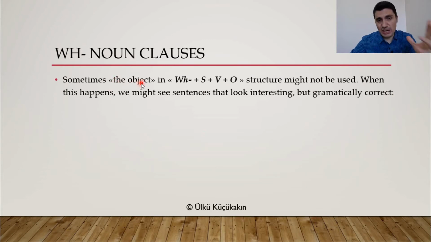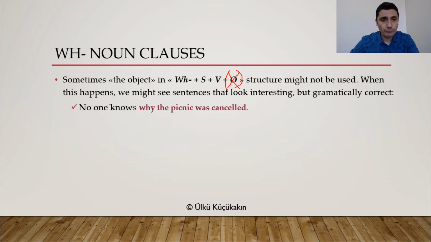Sometimes the object in the WH subject verb object structure might not be used. So sometimes object can be omitted. There might be no object. It's always optional anyway. All right, so when this happens, we might see sentences that look interesting, but actually they are grammatically correct. Now, what do I mean by this? I will give you examples, all right?